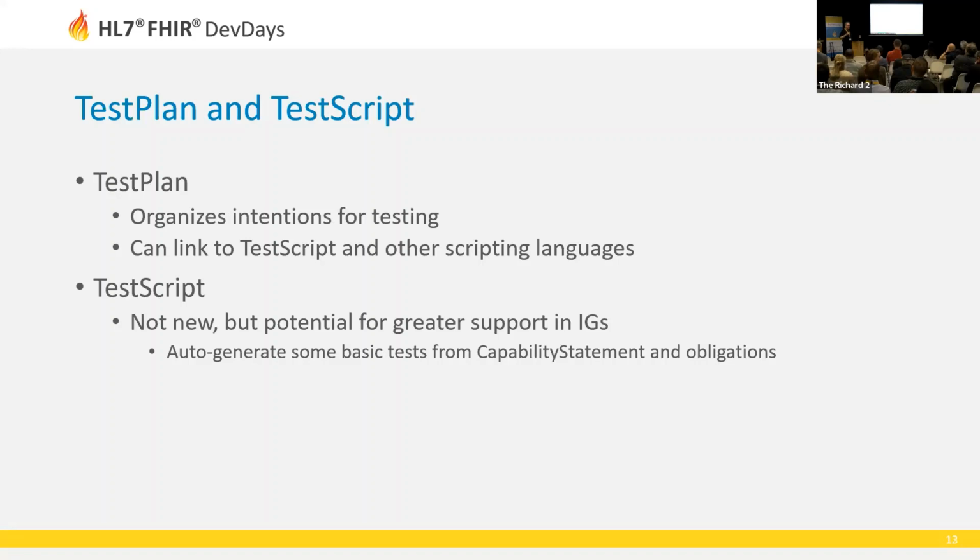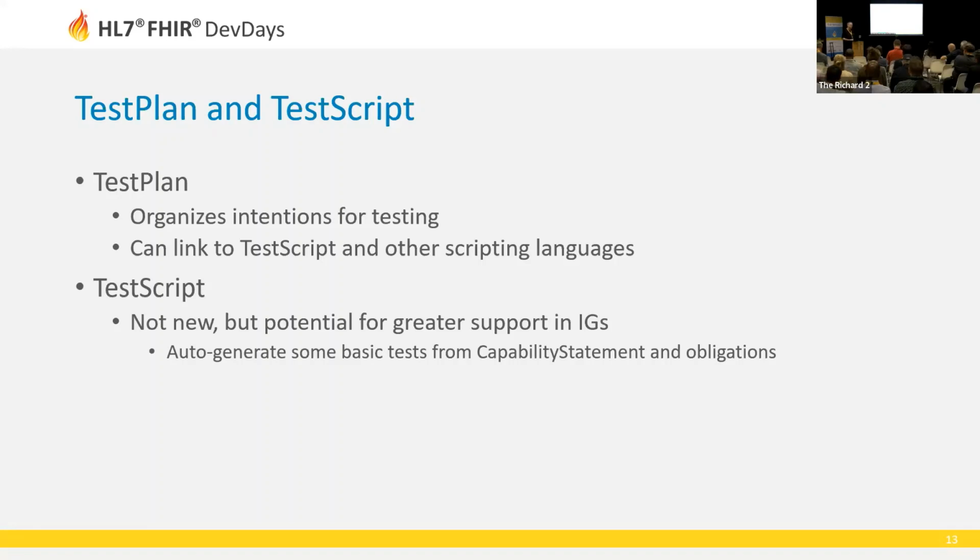Next part is in the testing space. We have a new test resource called Test Plan that allows us to talk at a higher level about what our intentions around testing are. It allows us to point to test scripts as a mechanism for testing, but allows us to point to other things as well. Test script has been around for a while, but we know that we need to do more around that resource in terms of implementation guide and publishing.